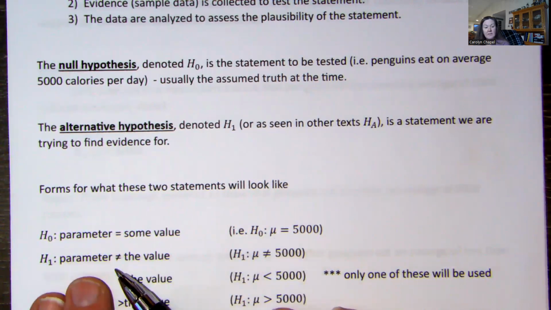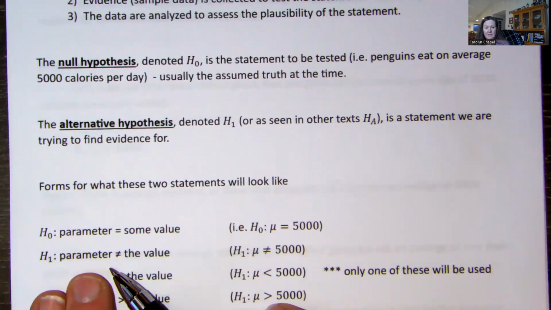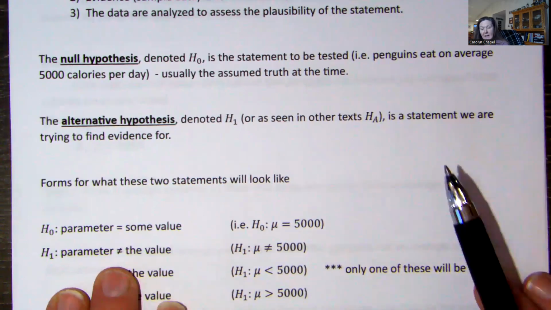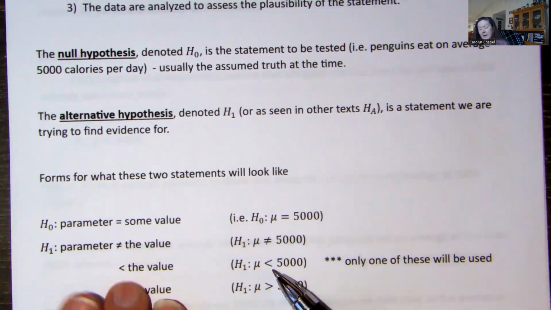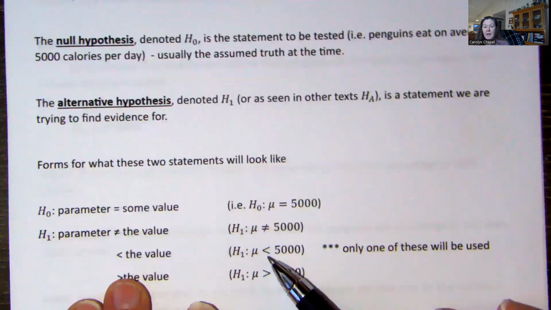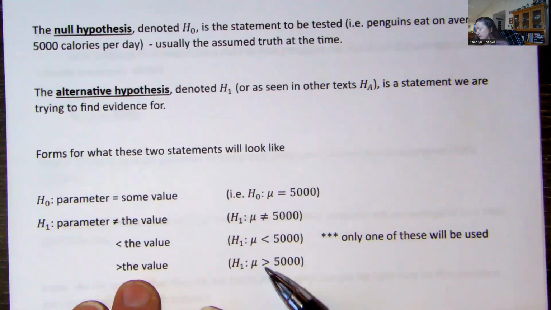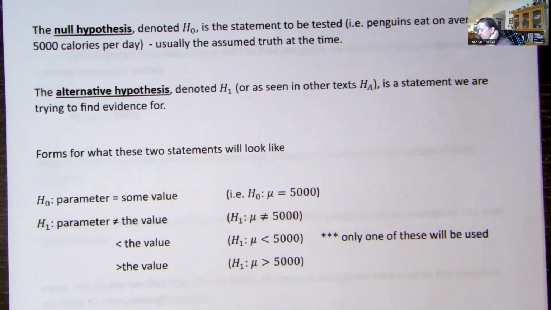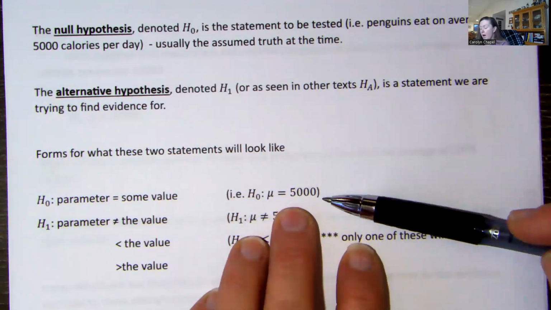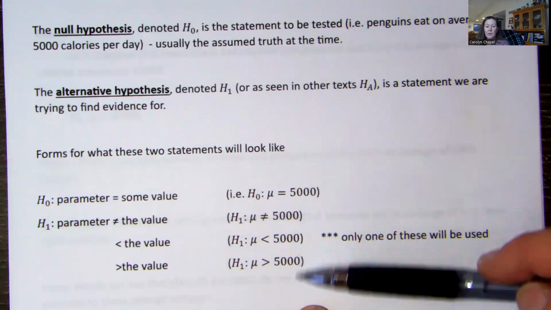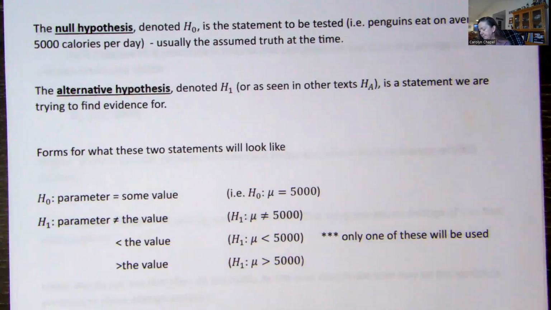Now, our alternative can take on a couple of different forms. It could be a not equal to symbol. It could be a less than symbol. And it could be a greater than symbol. It's going to be one of those three, not more than one. So we are basically testing equal to versus one of those three possibilities.